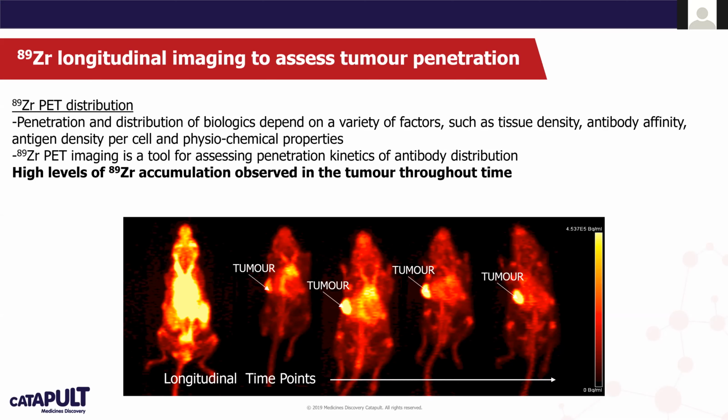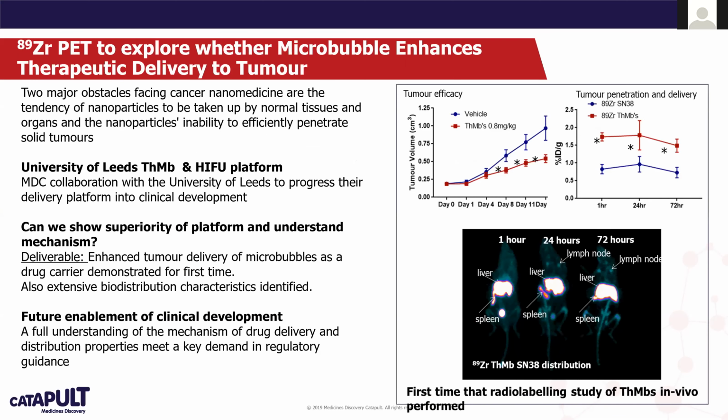In the nanoparticle and complex medicine space, it also offers huge potential. So two major obstacles that are facing cancer nanomedicine are the tendency of nanoparticles to be taken up by normal tissues because of their size, but also of their ability to efficiently penetrate the tumour itself.